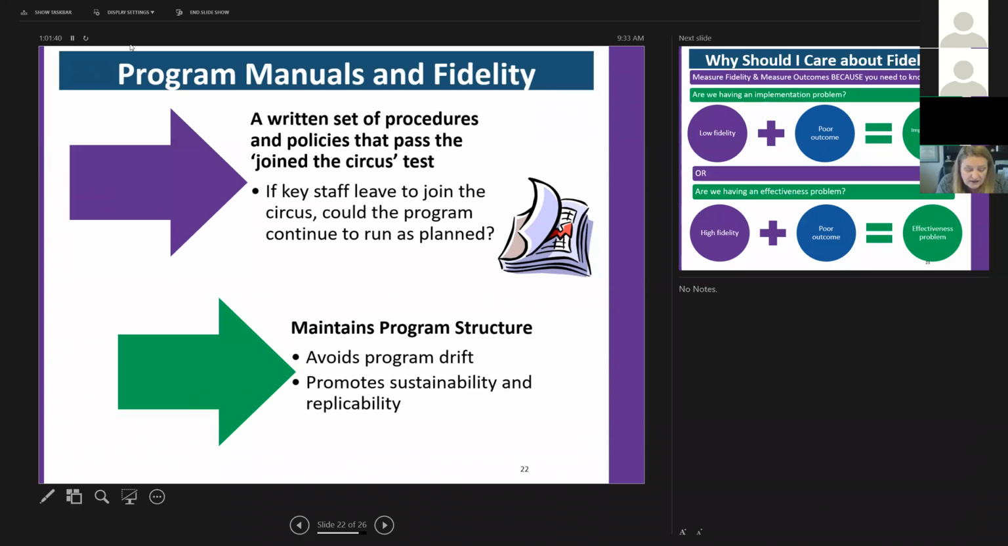Program drift is that thing that happens, and I'll just use an example that probably all of you can relate to. When you start up a new program or a new service, right? You've got to train staff. You've got to teach them what you're doing, how you're doing it. And usually in those initial days, we're super thoughtful about that. We make sure everybody gets through all the training, that they understand what they're supposed to be doing, what that's supposed to look like, all of that, right? And then we get up and running.